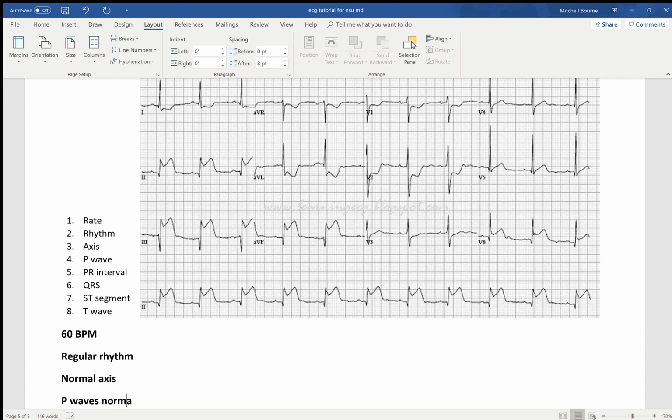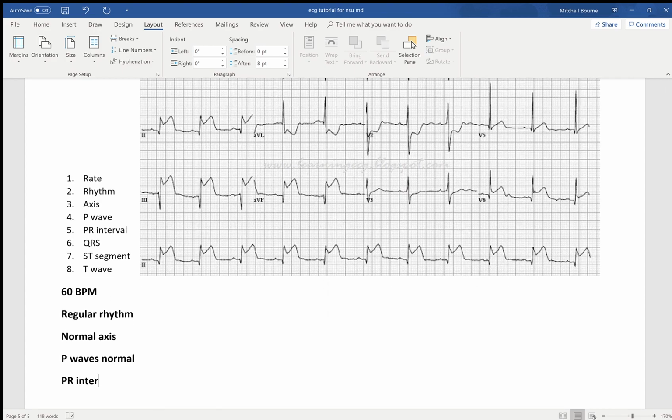P waves normal. PR interval, if we look, it's starting basically on the black box there, and it ends basically on the black box. So it's like 200. So borderline first degree, but it's not a first degree unless it's over 200. So you'd have to measure that with calipers or on a computer. I don't care about doing that right now. Let's just say it's roughly 200. 120 to 200 is normal, remember. If it was over 200, it'd be a first degree AV block.